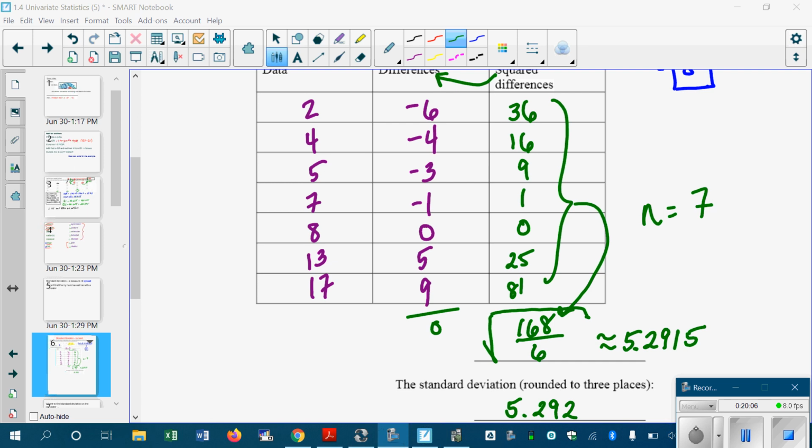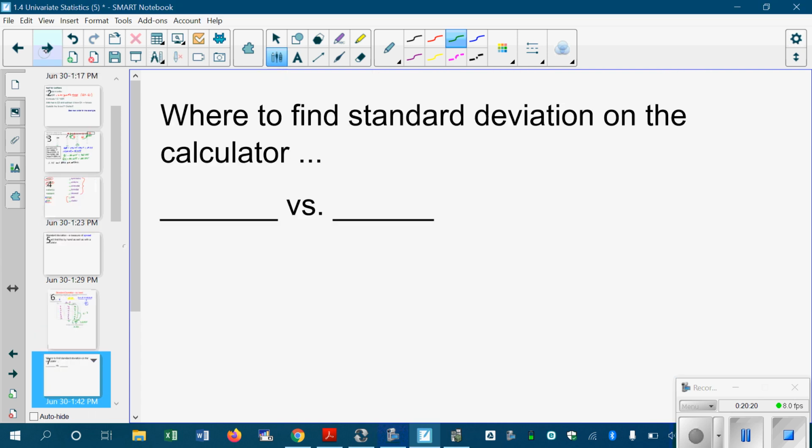Okay, so this is what I got. My total when I added together the squared differences was 168. I divided that by 6, and then I took the square root of that result. Okay, so hopefully you got the same answer. Let's take a look at how that works on the calculator.